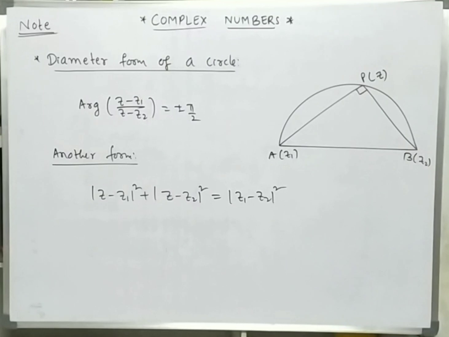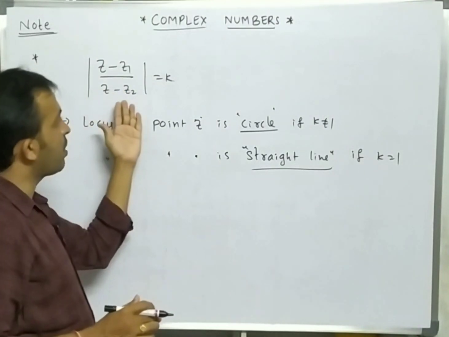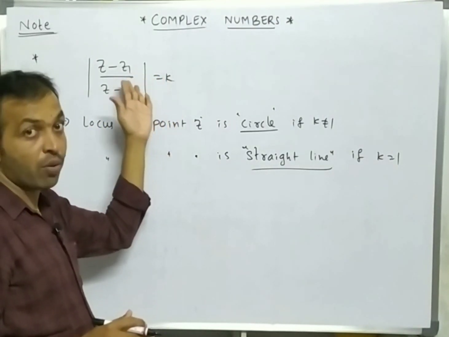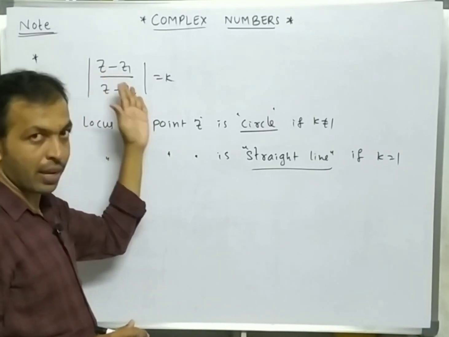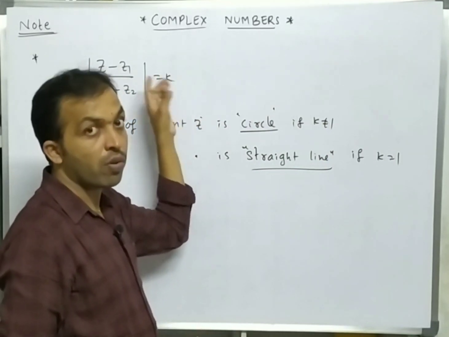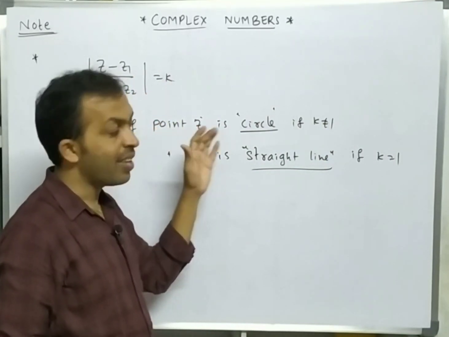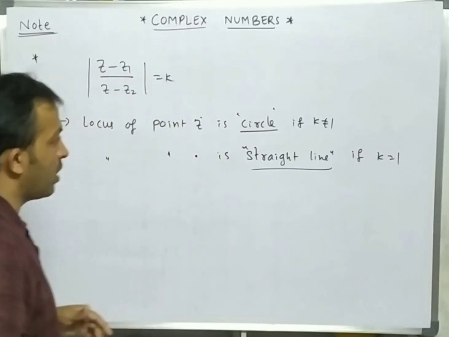By that relation also we can find the equation of the circle when the extremities of the diameter are given. Next, in the equation modulus of (z minus z1) by (z minus z2) is equal to k, if I find the locus of the point z, it is a circle if k is not equal to 1. If k is equal to 1, after solving we will get the equation of a straight line.